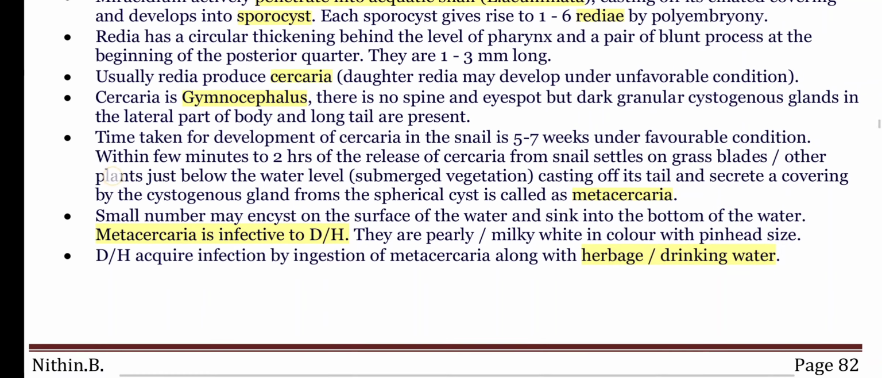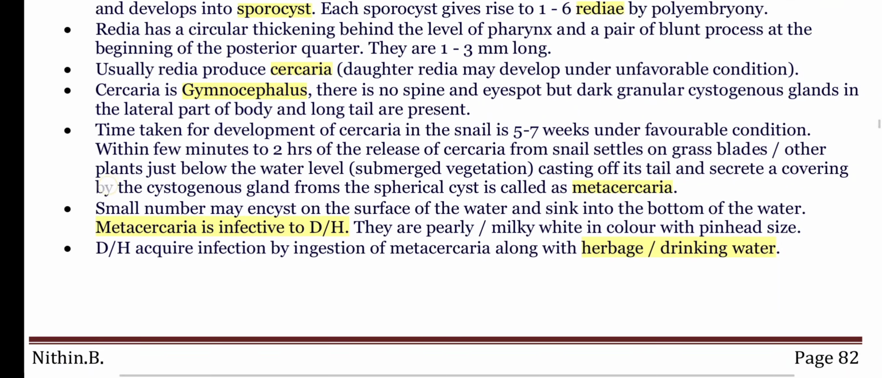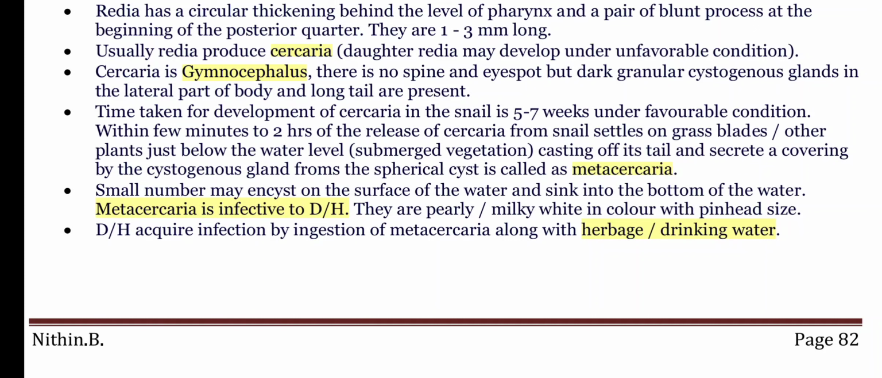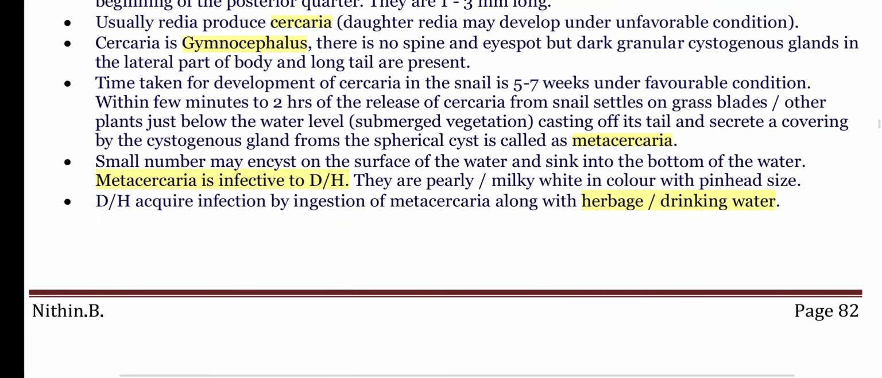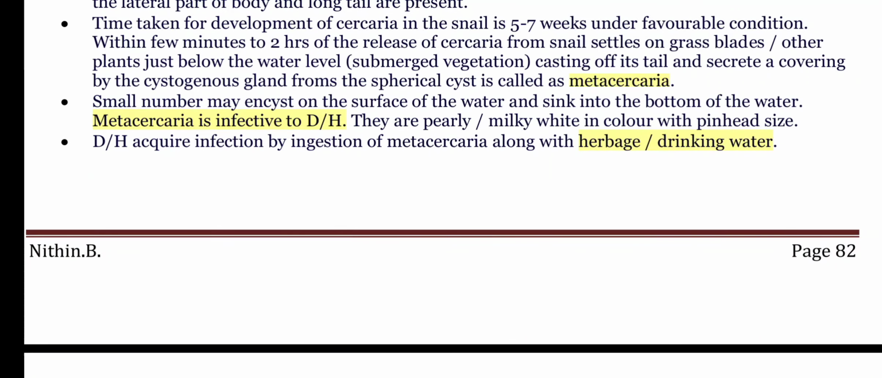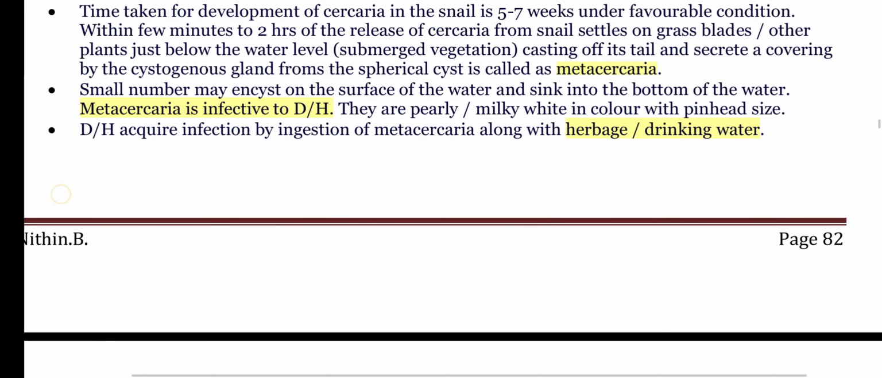And after the cercaria is formed in the snail, it will come out and encyst as the metacercaria. And one more important point in this life cycle is that the cercaria is gymnocephalous, and this is very important with respect to the examinations, where in case of Fasciola we got the cercaria as gymnocephalous. And from cercaria, development into metacercaria, and this metacercaria is the infective stage of the Fasciola that will enter the definitive host and cause the disease.